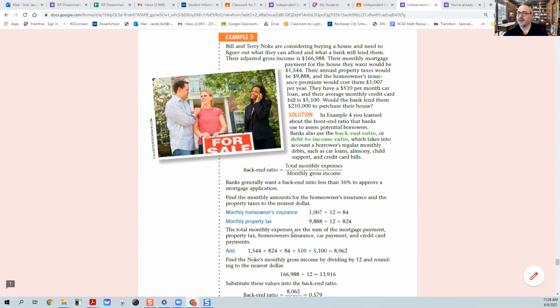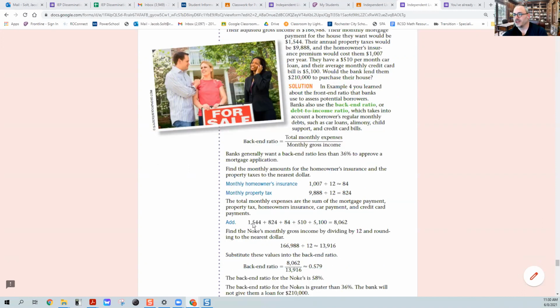So the total monthly expenses are the sum, sum means add, of the mortgage payment, the property taxes, the homeowner's insurance, the car payment, and the credit card payments. The credit card payments, I think that's the assumption here, is they're putting all of their other expenses for every month on their credit card bill, all their groceries, all their utilities, all their daily costs. That's why it's $5,100 a month.